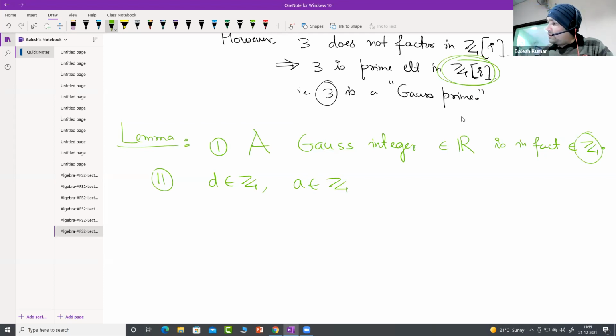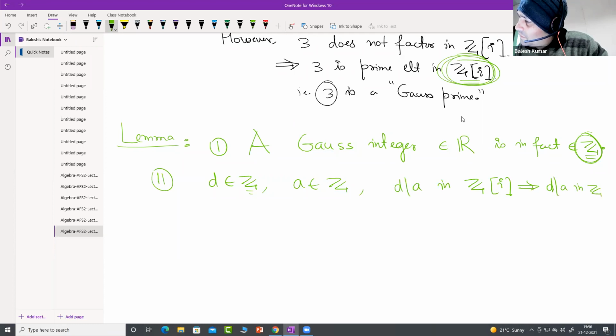And so there are two types of divisibility here, because Z is inside Z[i], and we have the notion of divisibility in Z[i], and we have a notion of divisibility in Z. What this second part of the lemma says is that if d divides a in Z[i], where both are ordinary integers, then it will actually imply this divisibility inside Z. And in fact, if and only if. So if you have two ordinary integers, divisibility in Z is the same as divisibility in Z[i].